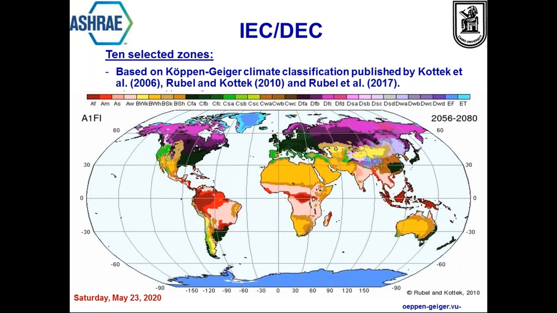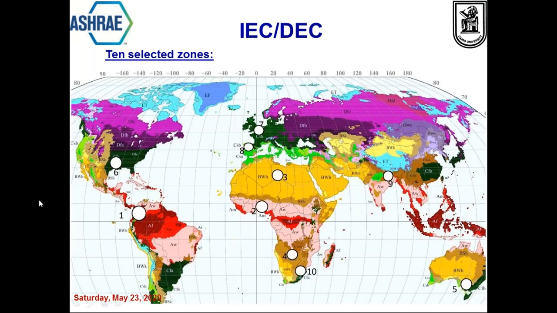Now, if we look at this map that shows the variation of temperature, humidity, and climate conditions everywhere in the world, it is accumulated over the years and is dynamic. For reference, it covers 2006, 2010, and 2017, and you can pick some of these zones to be represented. Here we have selected 10 different zones around the world, and we investigate them one by one to reach the most suitable, optimized method of cooling, to reduce the CFC or refrigerant cooling.